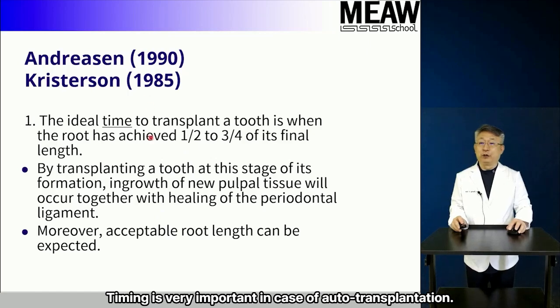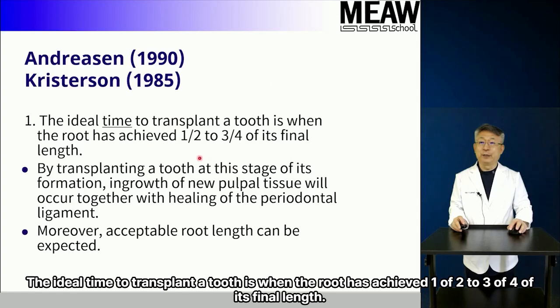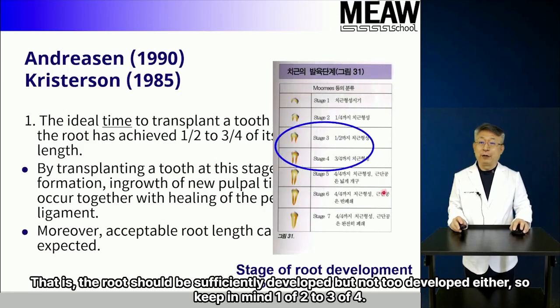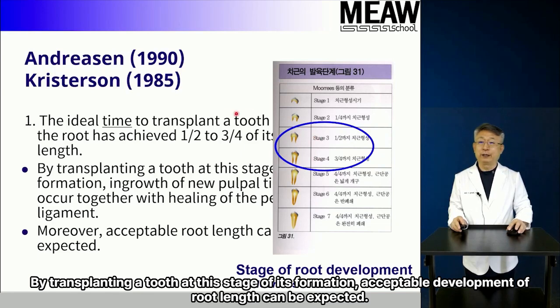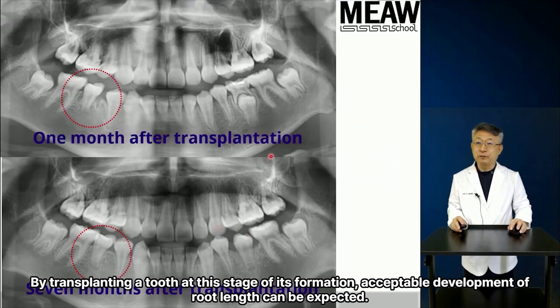Timing is very important in case of autotransplantation. The ideal time to transplant a tooth is when the root has achieved 1/2 to 3/4 of its final length. That is, the root should be sufficiently developed, but not too developed either, so keep in mind 1/2 to 3/4. By transplanting a tooth at this stage of its formation, acceptable development of root length can be expected.